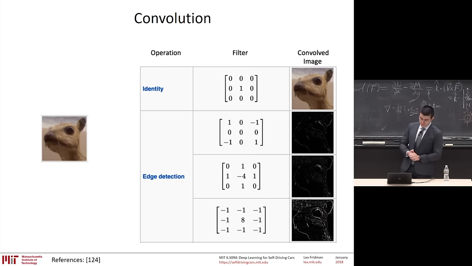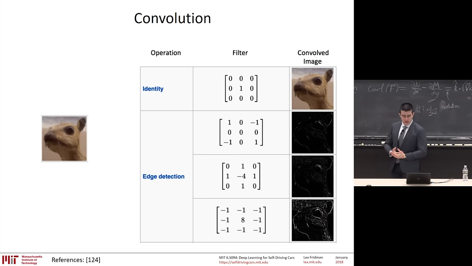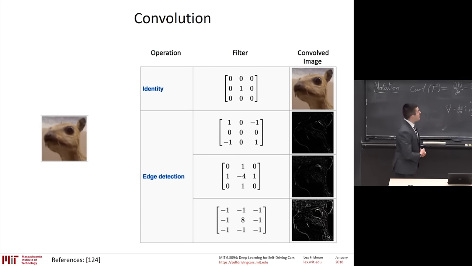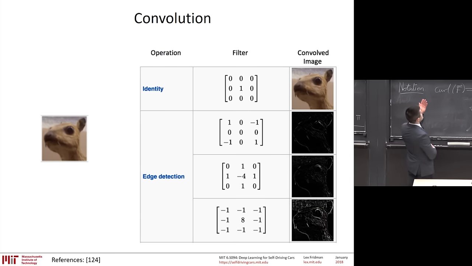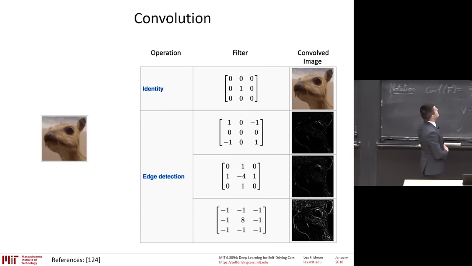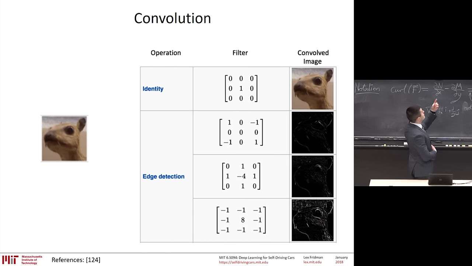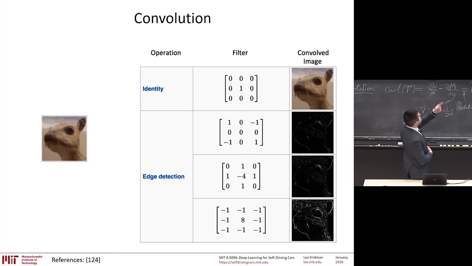To build your intuition a little bit more about convolution, here's an input image on the left, and on the right, the identity filter produces the output you see on the right.